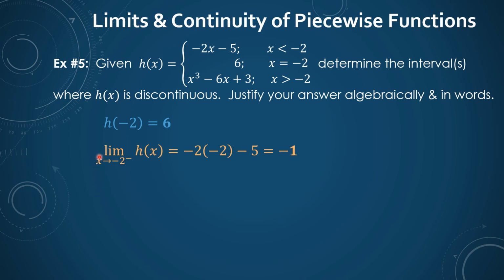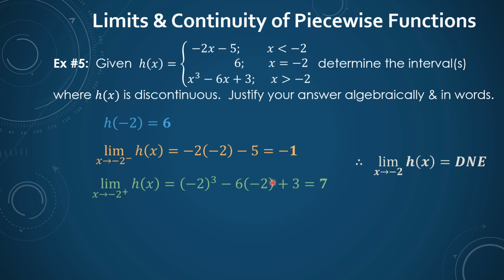The left side limit, the limit as x approaches negative 2 from the left, we have to substitute a negative 2 in the first part of the function because that's where x is less than negative 2. It gives us a y value of negative 1. From the right, the limit as x approaches negative 2 from the right, use the bottom part of the function, x cubed minus 6x plus 3, substitute in a negative 2 for x, and you get a y value of 7. Left and right limits are not equal. Therefore, the limit does not exist as x approaches negative 2.